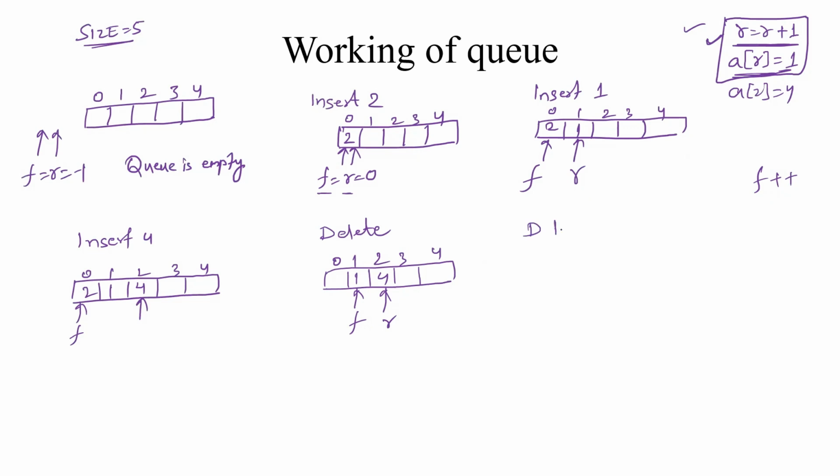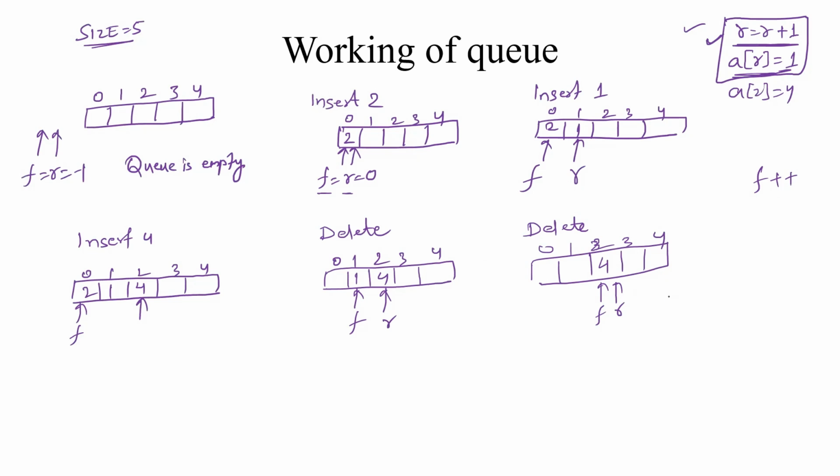Again, let's suppose I want to delete the element. If again I want to delete the element, then again you increase the value of front. So if I delete now, it will remain 4 only. Now we are remaining with 4.